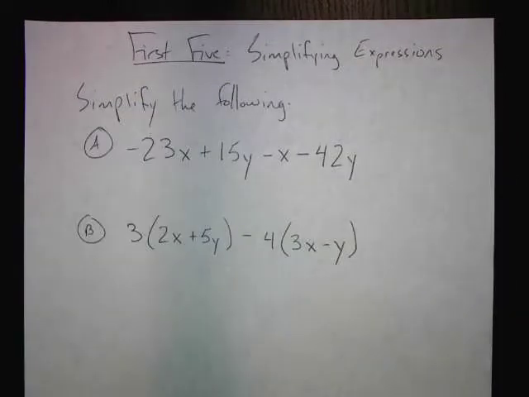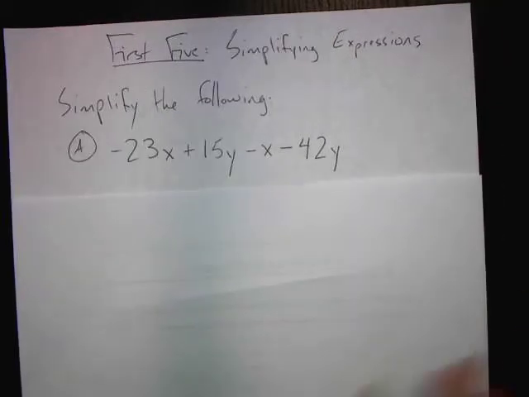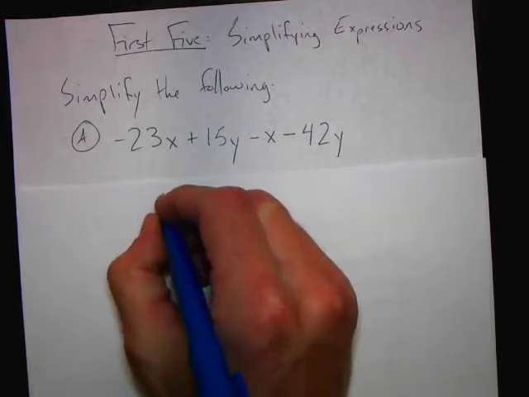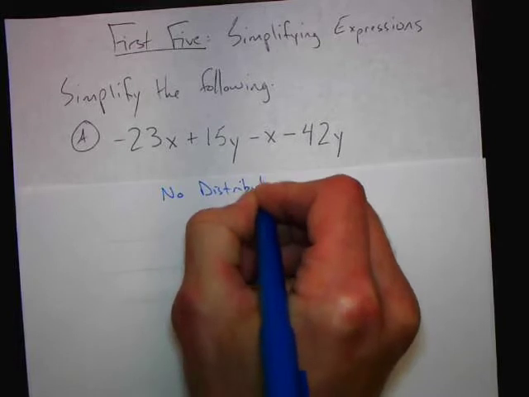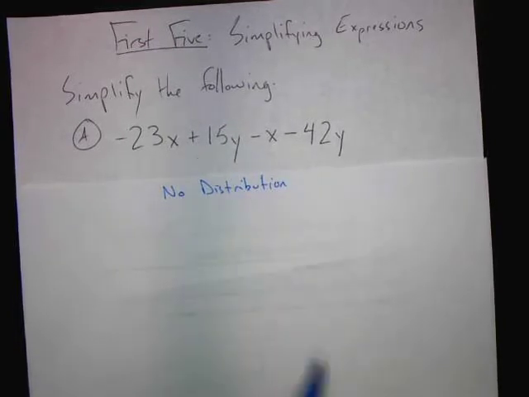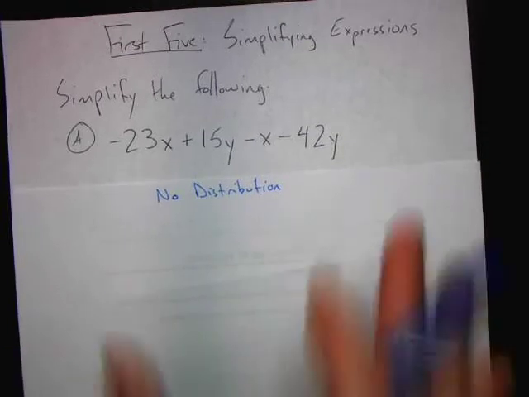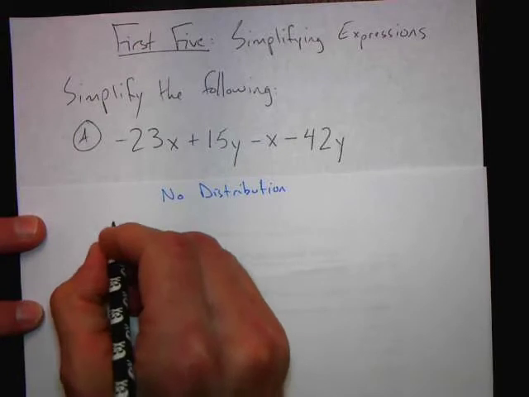So take, for example, this first expression. We have a crazy looking algebraic expression, and what we want to do is make it simpler than the way it looks now. So as you can see, we're not going to use the distributive property. There is no distribution here. So we don't have to worry about the distributive property on this particular expression because we don't have anything multiplying through parentheses. What we do have to do is look for terms that are like.